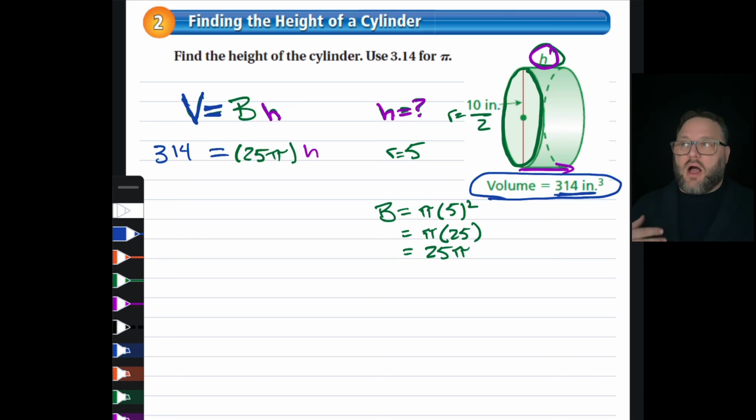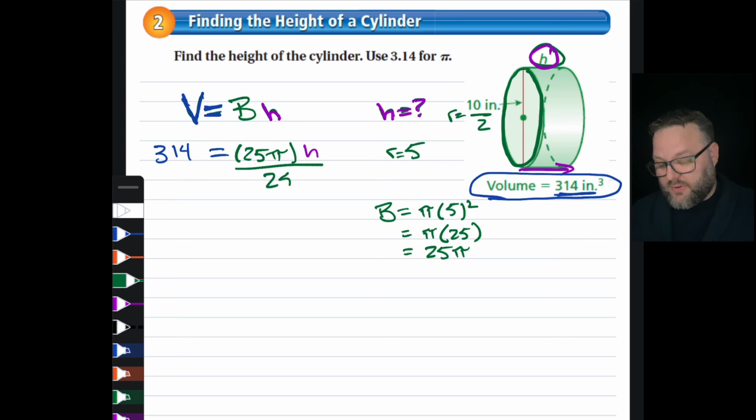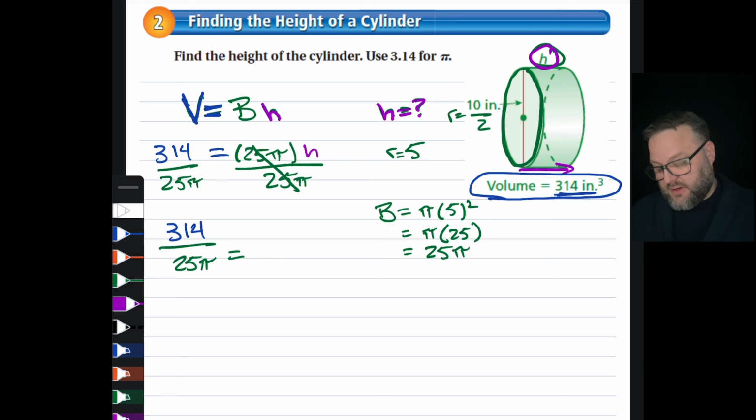Now remember, I don't do 3.14 as pi until the very last thing, so what we can do is recognize that 25 pi times h, well that's times, so if I divide by 25 pi on both sides, I actually am able to move that 25 pi and take 314 divided by 25 pi, and guess what? That's going to equal my height.